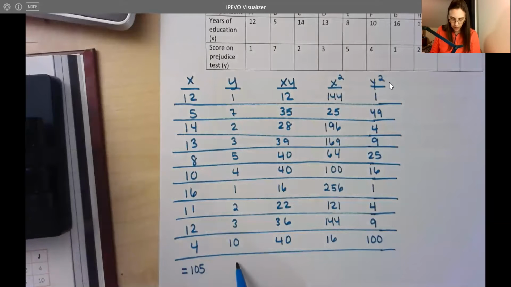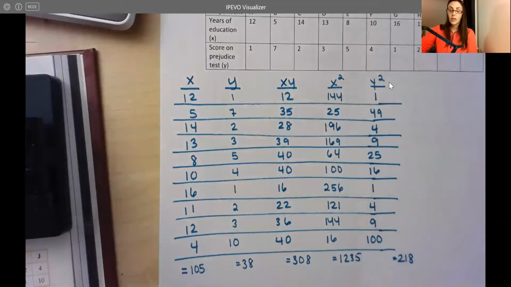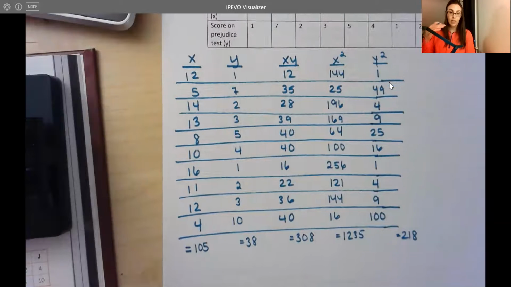For the next column, you're going to get 38. Then you're going to get 308. Then you're going to get 1,235, and then you're going to get 218. So these are all some of the key features that we need.